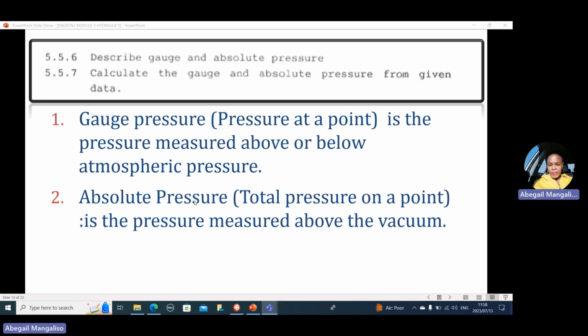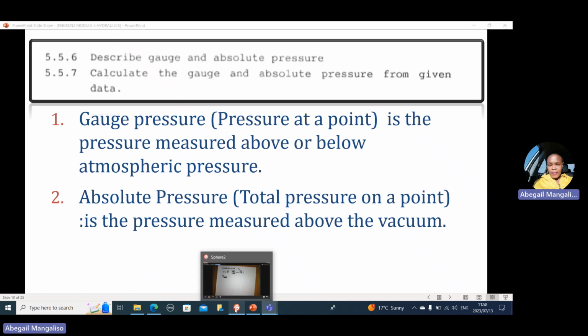But an absolute pressure, which is also called the total pressure on a point, includes the atmospheric pressure. It is defined as a pressure that is measured above the vacuum. So gauge pressure excludes the atmospheric pressure, but the absolute pressure is the total pressure on a point, and it includes the atmospheric pressure.